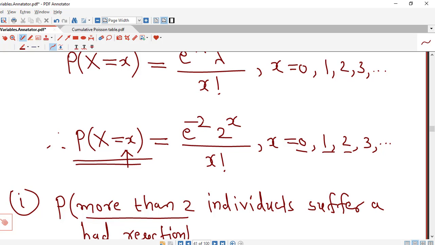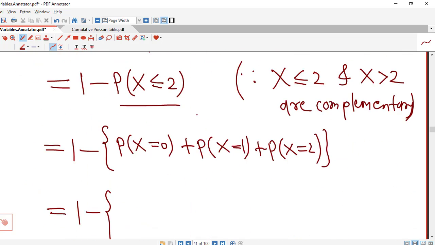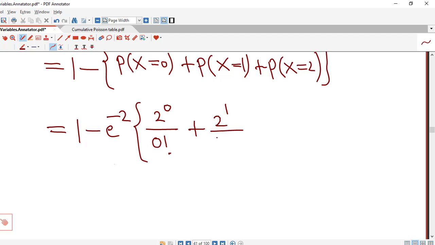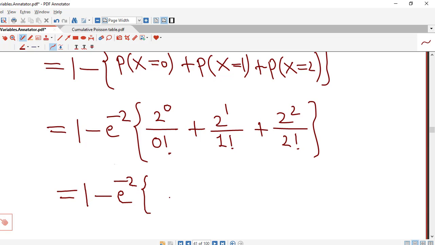e raised to minus 2 can be taken common. For x equal to 0 we have 2 raised to 0 over 0 factorial. For x equal to 1 we will have 2 raised to 1 over 1 factorial, and 2 raised to 2 over 2 factorial, and we take e raised to minus 2 common. So 1 minus e raised to minus 2 times, this is 1 plus 2, and here there will be 4 divided by 2, that is 2.